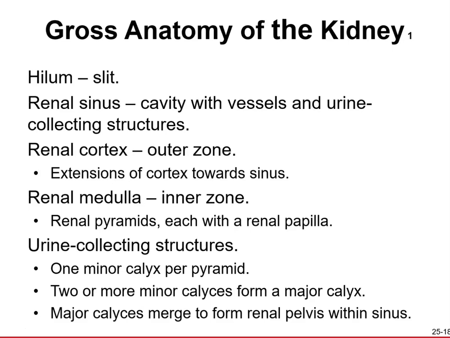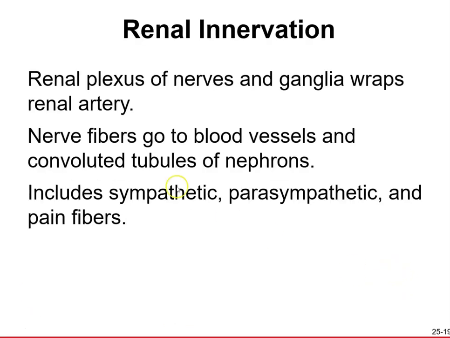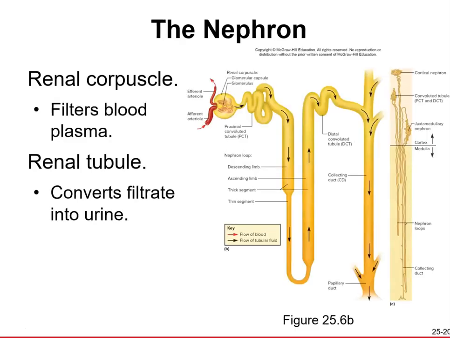Urine collecting structures: one minor calyx per pyramid. Two or more minor calyces form a major calyx, and the major calyces merge to form a renal pelvis. And the renal pelvis will dump into the ureter. The renal plexus of nerves and ganglia wraps around the renal artery, so nerve fibers go to the blood vessels and convoluted tubules of the nephrons, and this includes sympathetic, parasympathetic, and pain fibers.